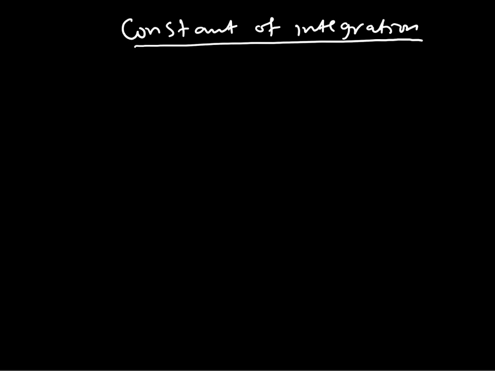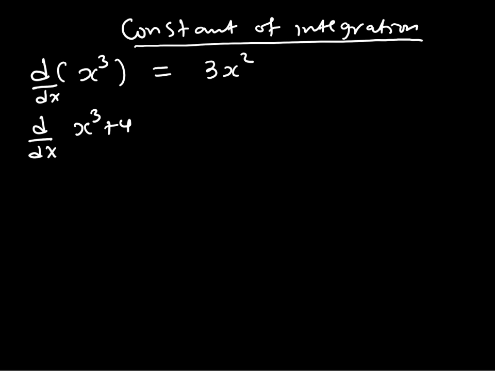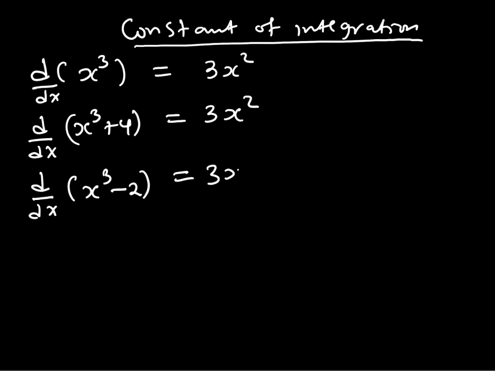Let's consider three derivatives. Look at d by dx of x cubed. You end up with 3x squared. Then d by dx of x cubed plus 4. Still it will give us 3x squared. What about d by dx of x cubed minus 2? Still the derivative will be 3x squared.